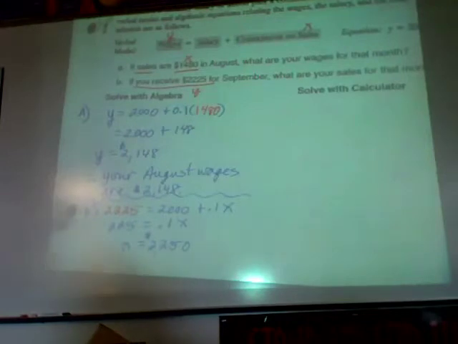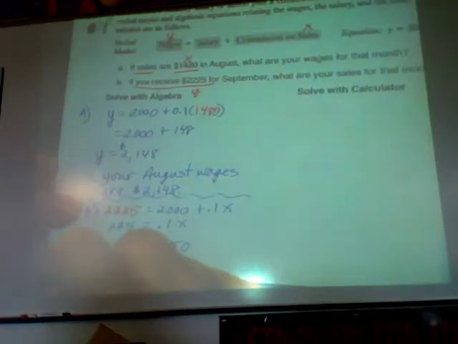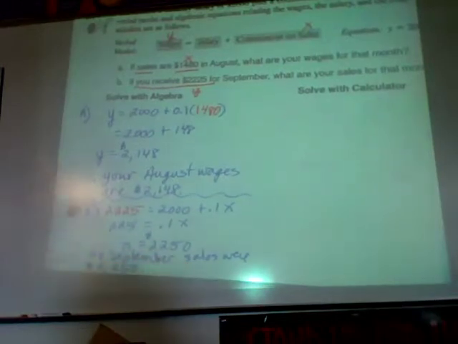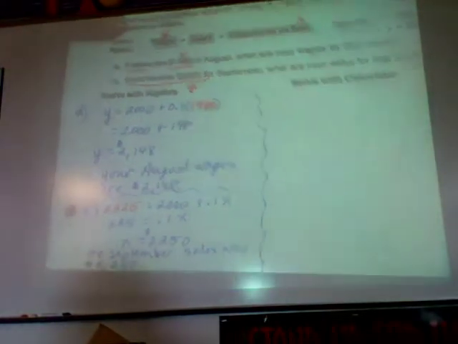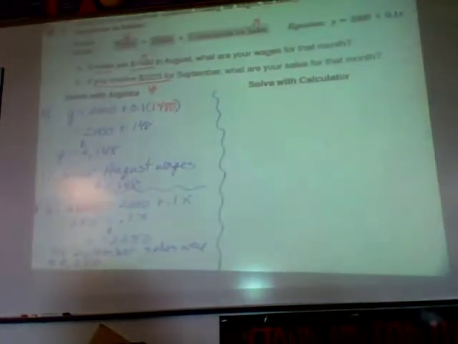So therefore, the September sales were $2,250. So that's all by hand. So we know what we're looking for, right? Here's how we're going to do that with our calculator.